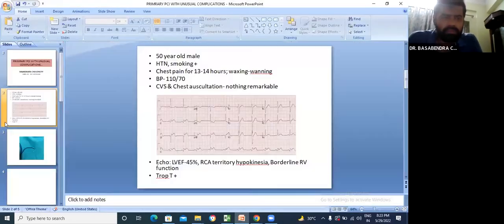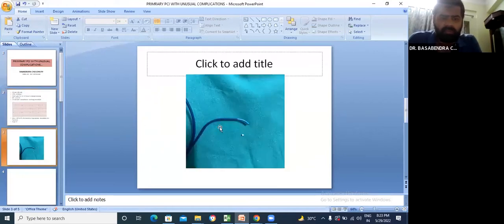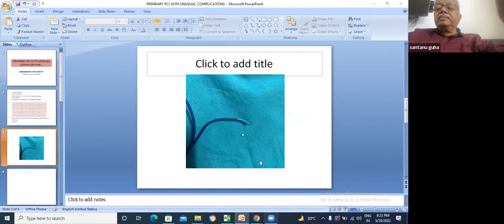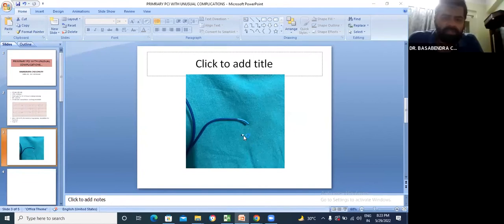So this is the picture of the, is it visible? Visible, visible. So the dislodged catheter tip, this white one, which had got dislodged from the tip of the Tiger catheter.